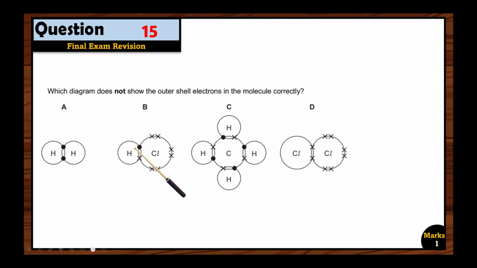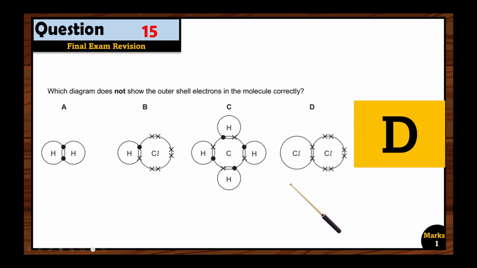Let's come toward chlorine now. This chlorine should have 7 electrons, but if you can see over here, it is only showing 1 electron here because this electron is from this chlorine, right? So this chlorine already has 7 electrons, but for this chlorine, they are showing 1. So it means option D is wrong. The outer shell electrons are not represented correctly.